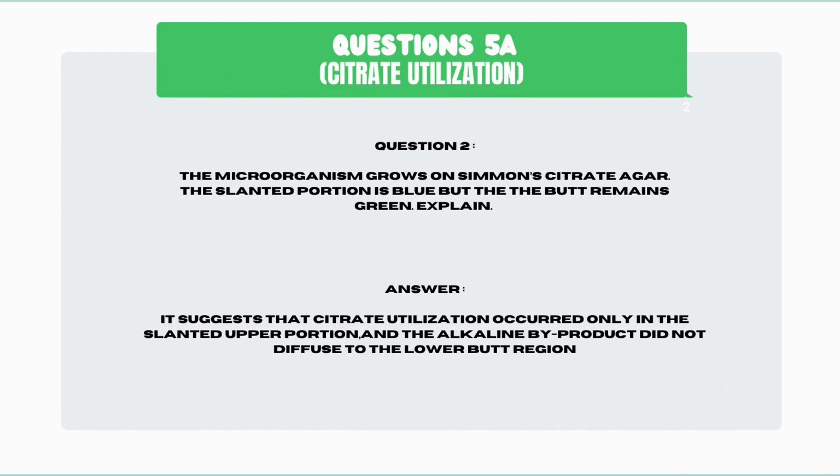Question number 2. The microorganism grows on Simmons citrate agar where the slanted portion is blue but the butt remains green. Explain. If the microorganism grows on Simmons citrate agar and the slanted portion is blue while the butt remains green, it suggests that citrate utilization occurs only in the slanted upper portion and the alkaline byproduct did not diffuse to the lower butt region.